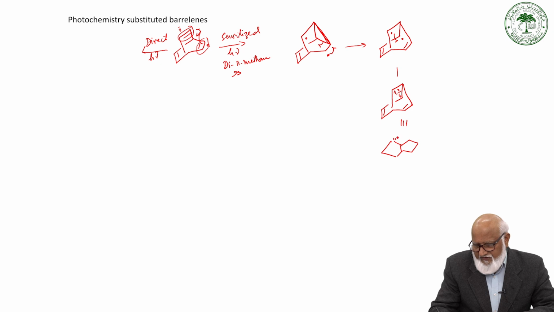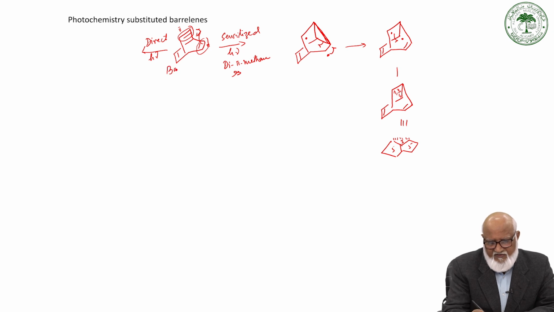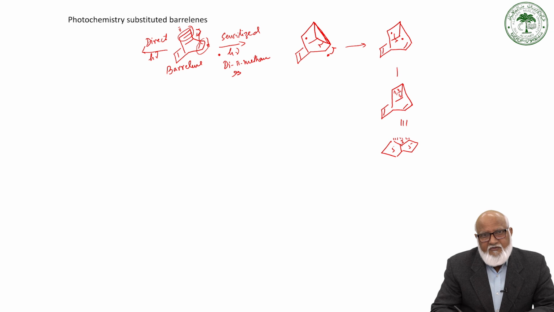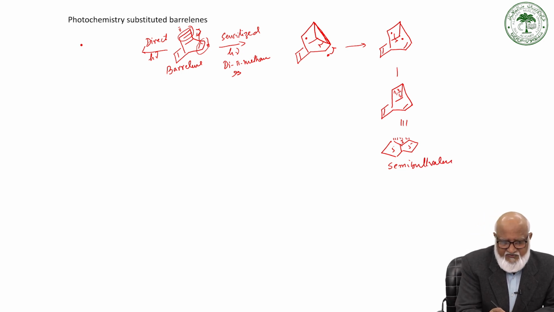So if you write it in a proper way, it comes like this: two five-membered rings, one five, another five, and a three-membered ring. This is called barrelene. This is a common name for this. Otherwise, it is a bicyclo[2.2.2]octatriene, and this is semibullvalene. And on direct photolysis, it gives cyclooctatetraene.